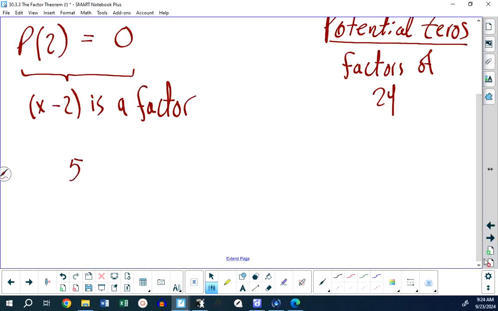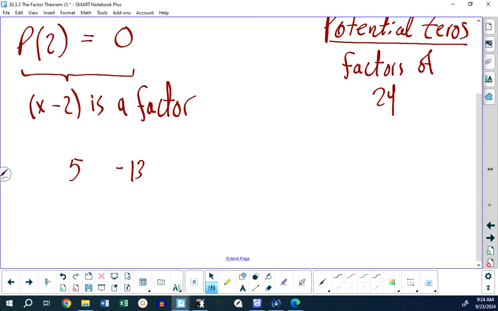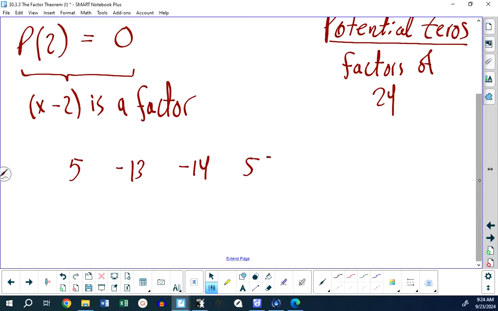We have 5x to the 4, negative 13x cubed, negative 14x squared, 52x, negative 24. I can't see that it matches. Can you confirm I wrote the numbers down correctly for me? Good. Our 0 is 2.